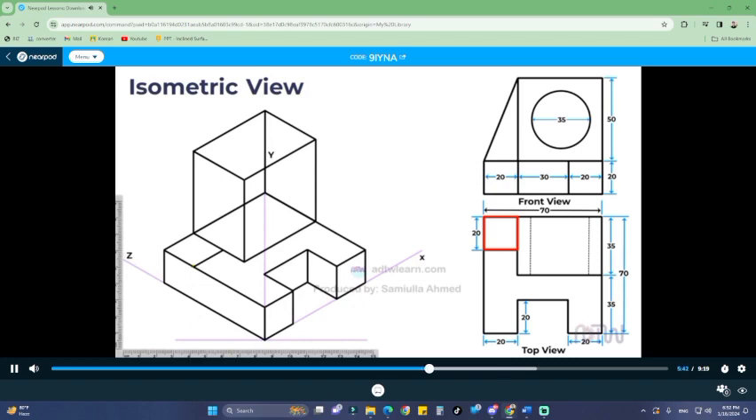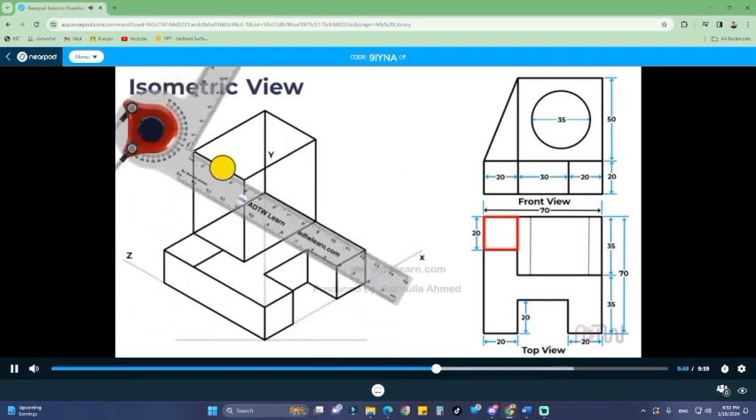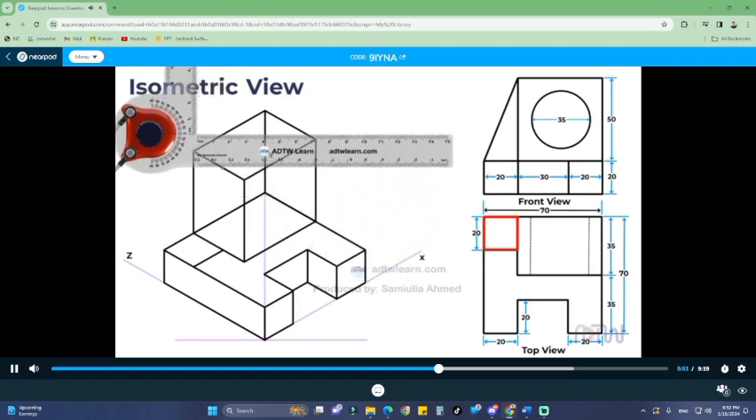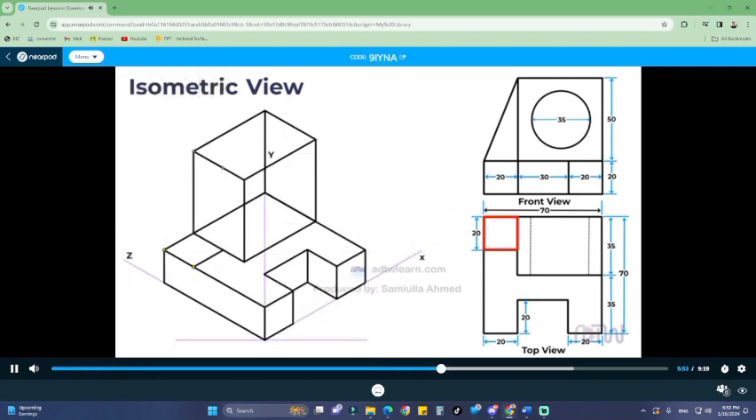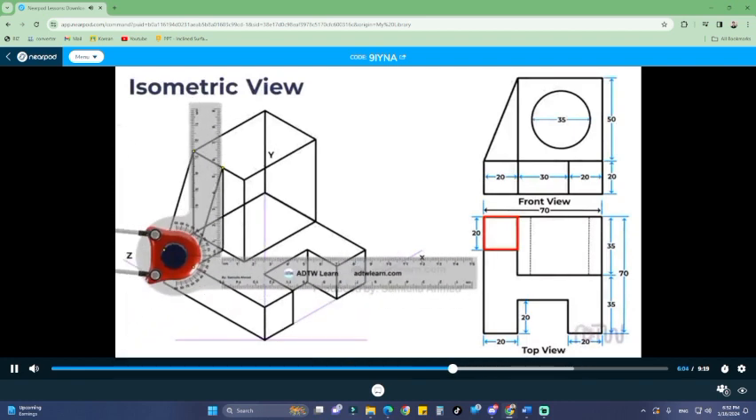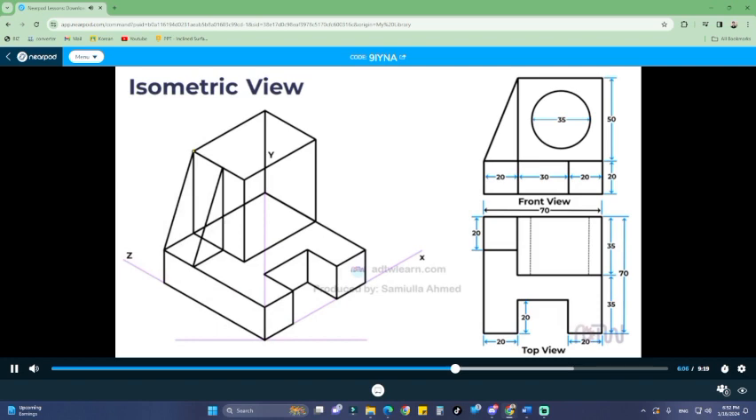Next, mark a distance of 20 mm along the z-axis from this corner point using a drafter. Join these 2 points of the square with the top points to complete the inclined portion of the object in the isometric view. This is how the shape should look in the isometric view.